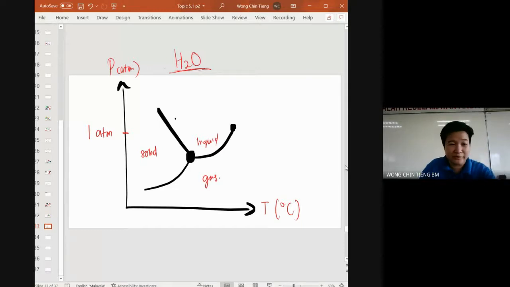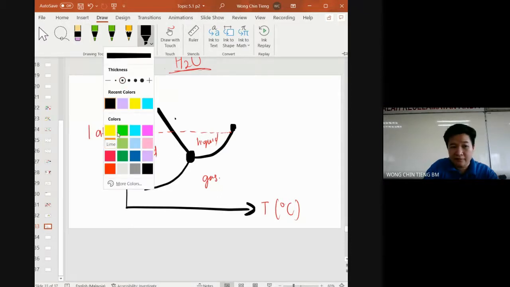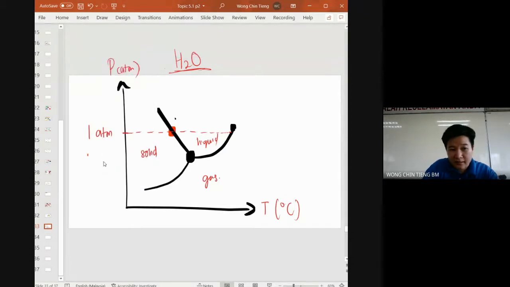Sorry, saya terkejut. Where we are? 1 ATM duduk atas. Extrapolate. Make sure your 1 ATM is not touching the critical point. And I hope you can see your 1 ATM lalu kat dua tempat. Perasan tak? Lalu kat sini. Lalu kat sini. Betul? Bawa turun. Bawa turun. And I want to give you the data, the value.